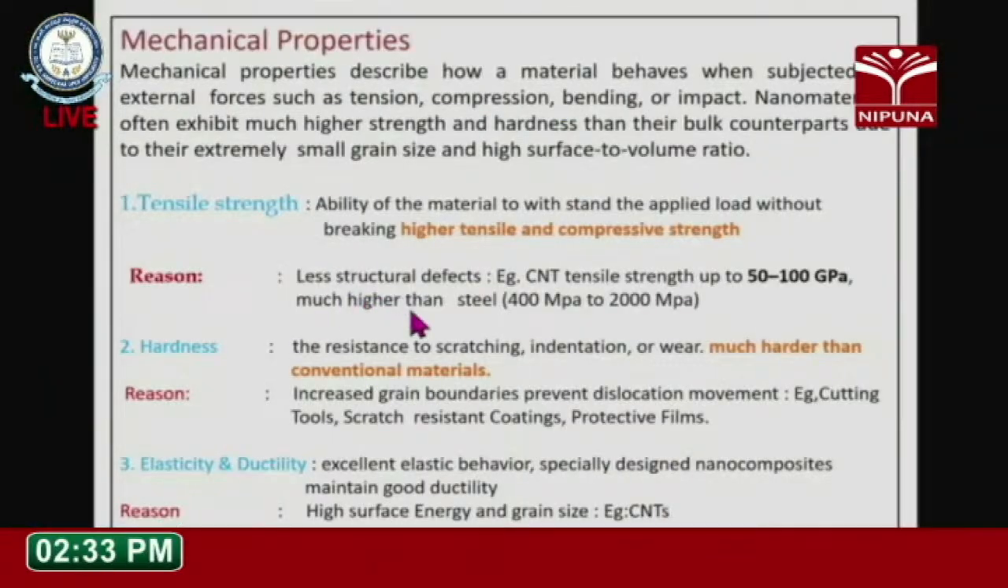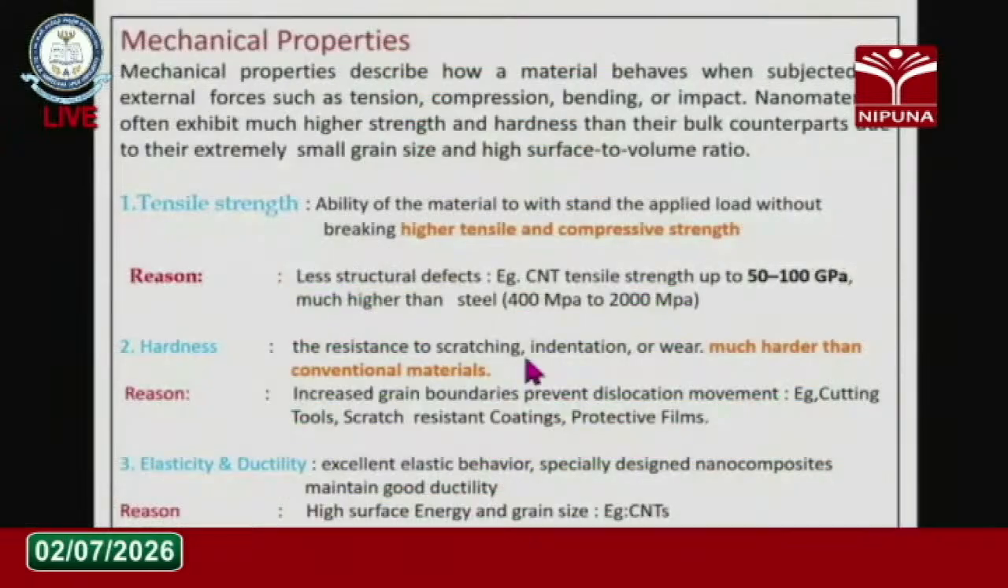So the reason is fewer structural defects, because in the formation of the crystal structure, defects are very few. Since defects are fewer, there are more atoms there, so there is more chance to bear more load. Examples are carbon nanotubes, which can bear from 50 to 100 gigapascals, whereas good steel, even higher quality steel, can bear only 400 megapascals to 2000 megapascals. See the comparison: 400 to 2000 megapascals versus 50 to 100 gigapascals, which is 10 to the power of 6 times. We can say it is much higher.